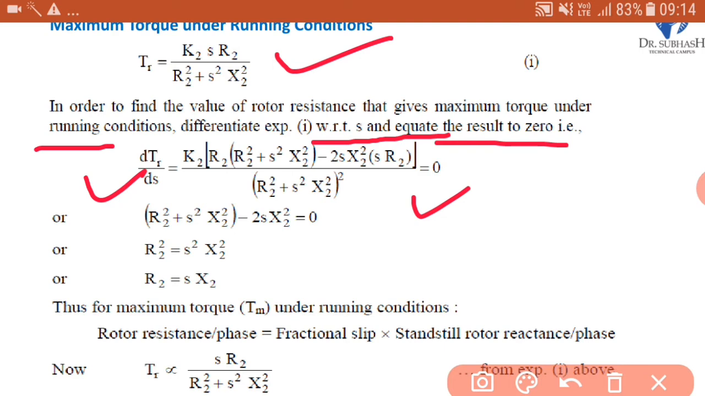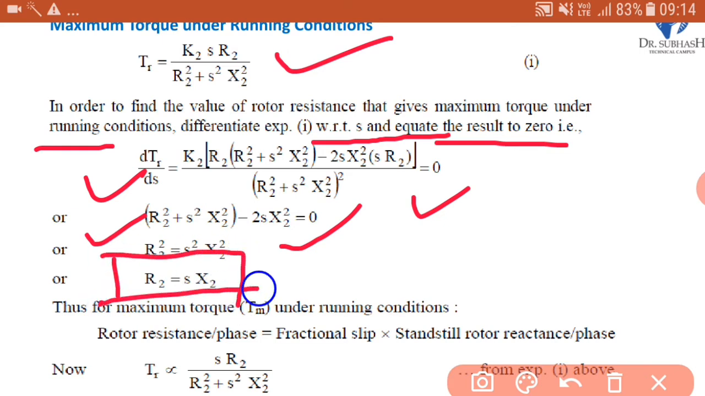Now from this we get R2 square plus S square into X2 square minus 2S X2 square is equal to 0. Therefore, R2 square is equal to S square into X2 square, or R2 is equal to S X2. So this is the condition for maximum torque under running condition. Thus, for maximum torque under running conditions, rotor resistance per phase is equal to slip into standstill rotor reactance per phase.